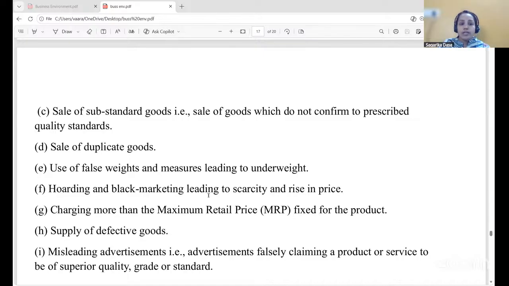Hoarding and black marketing leading to scarcity and rise in the price. Spreading a rumor saying that the product may not be available, then people will start purchasing the product, assuming that it may not be available, and to grasp that high demand, these businesses will increase the prices, charging more than the MRP. MRP is 10 rupees, but the person who is selling the good may charge 12 rupees. So in that case, we can go to the consumer forum because they are charging more than the MRP.